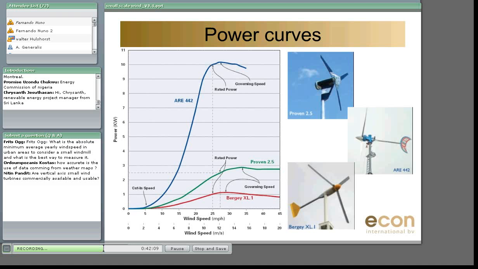So we have another question, coming from Nitin Bandit. Are vertical axis small wind turbines commercially available and usable? So if you have any feedback on this market figure, Walter, I let you introduce the question. Otherwise, as Walter indicated, there is a website called All Small Wind Turbines, where you can find any kind of wind turbine. Anyway, I let you the floor, Walter.